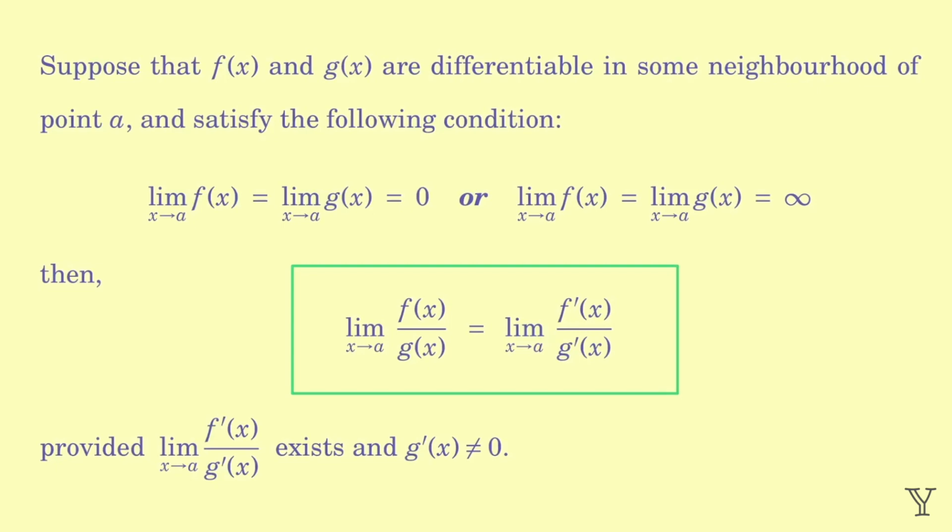So under what conditions is this rule applicable? Well, this rule is applicable whenever the limit of f(x) and the limit of g(x) are both equal to 0, or else are both equal to infinity. That is to say, we have both the numerator and the denominator of the limit we are trying to evaluate going to 0, or else we have both the numerator and the denominator going to infinity.